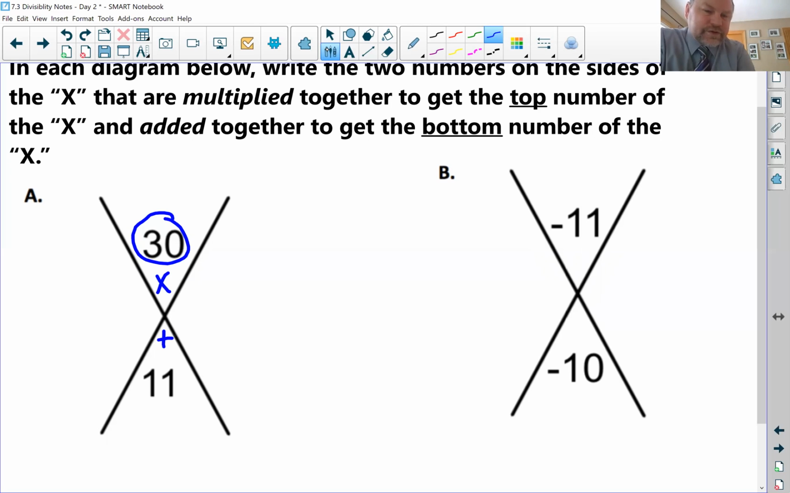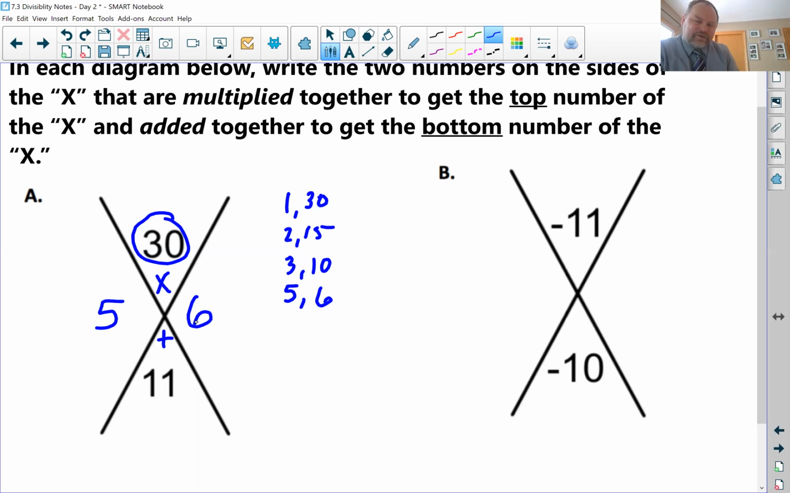So numbers that multiply to 30, 1 and 30, 2 and 15. 1 and 30 adds to 31, not 11. 2 plus 15 add to 17. So getting closer. 3 and 10. They add to 13. I'm even closer yet. 4 is not going to work. It ends in 0, so 5 will work. We get 5 and 6. So those are my values.